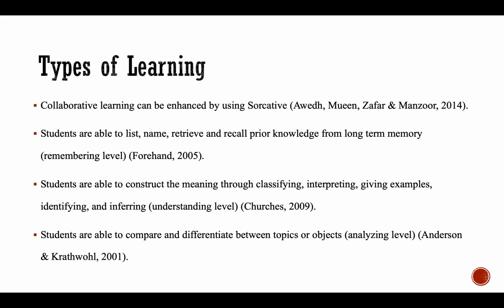Socrative moves students up to the analyzing level in Bloom's taxonomy because some questions can be written in a way that students can compare and differentiate between topics or objects. Socrative helps teachers to encourage their students to participate, discuss ideas, share their opinions, and debate because it allows students to process teachers' questions cognitively. So, as you can see, Socrative helps students to move up in Bloom's taxonomy. They move from the remembering level to the understanding level to the analyzing level too.